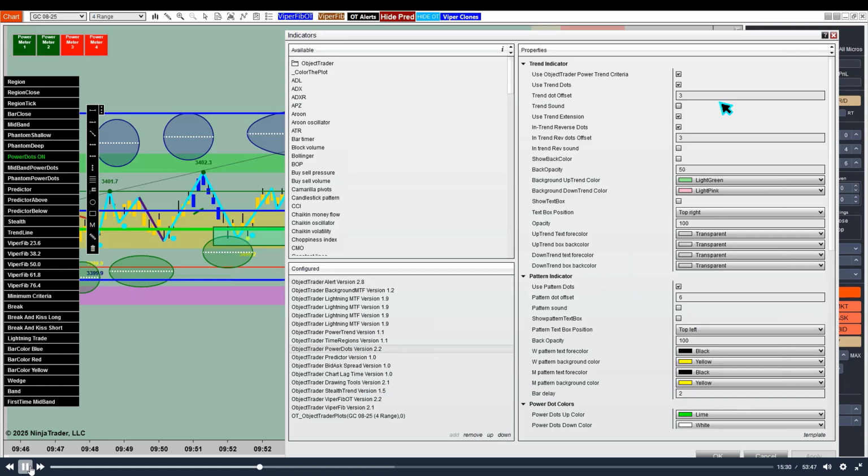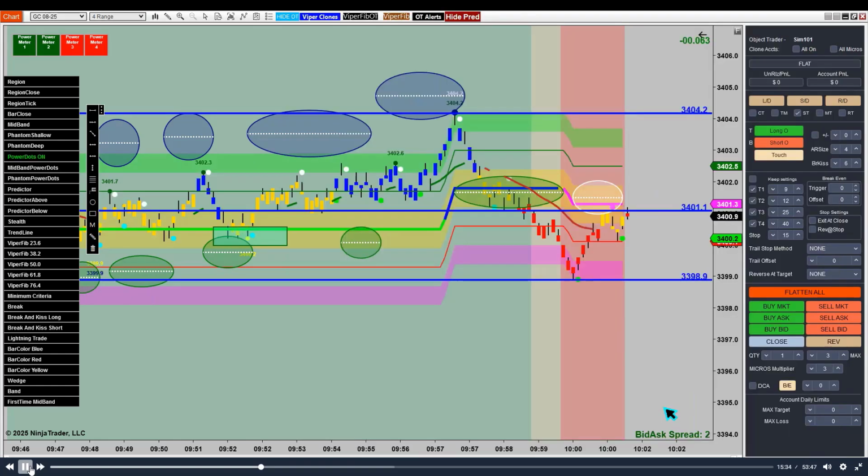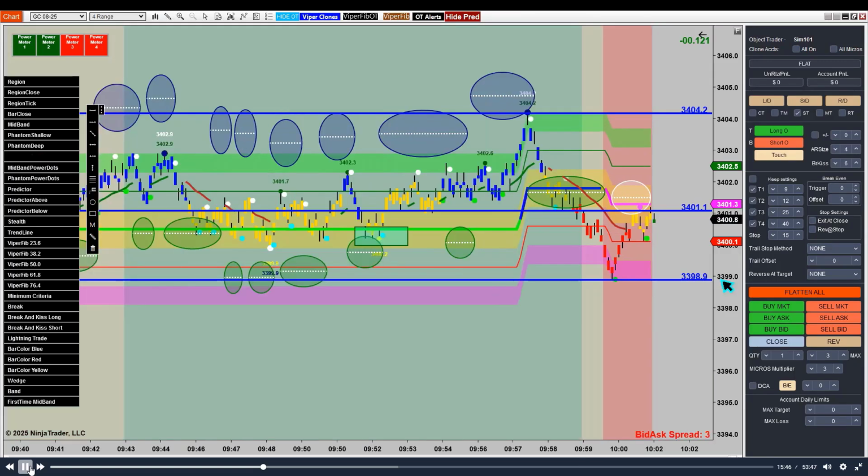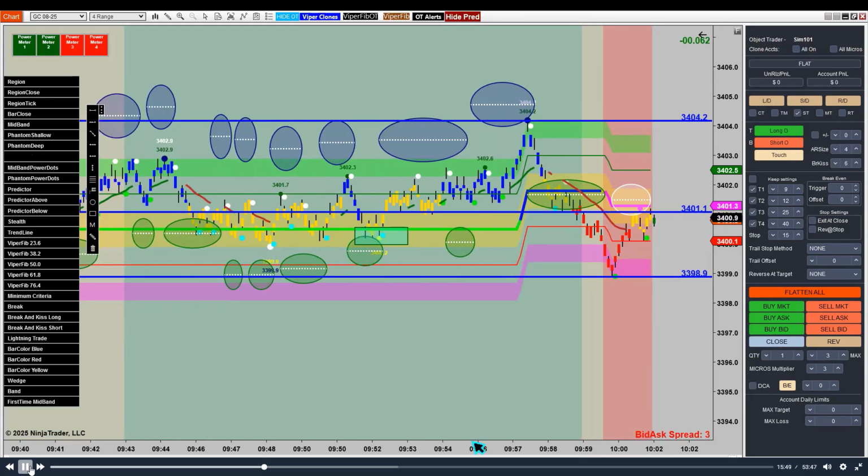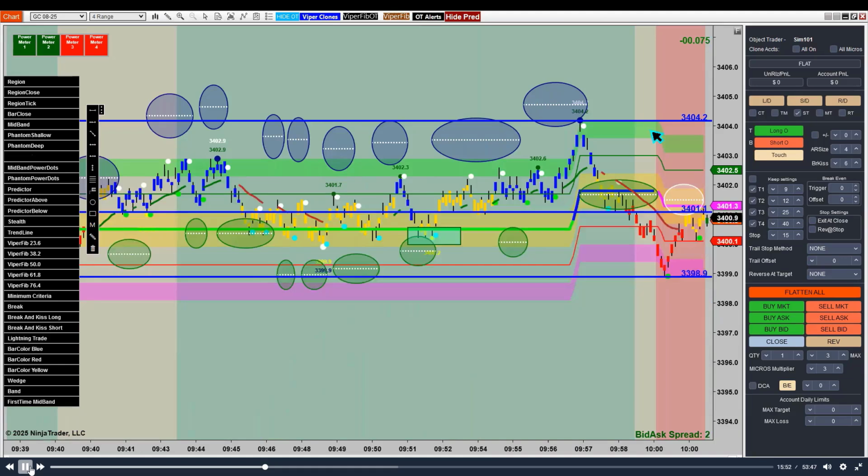But if you turn this off right here, you will see the power dots and see it fired on that bar. So if you turn this on, this would have fired on that bar, even though this is red, because it looks at the power dots, okay? And I like that particular trade right there because I would have been watching it and said, you know what? That's at support. I like it. So if it fired that power dot, I'd grab it.